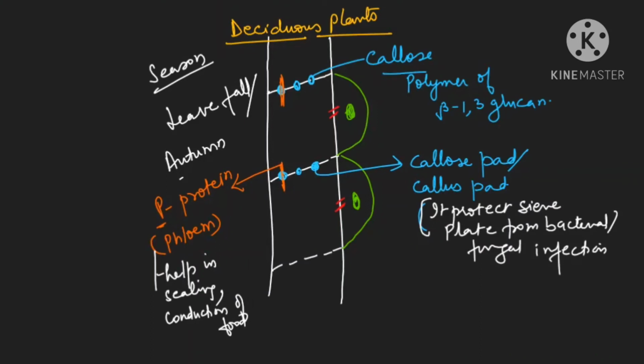Okay. Now, one more point I wanted to emphasize: right now in the sieve tube, if you see, it is a continuous tube, so the food can come down easily. Okay.